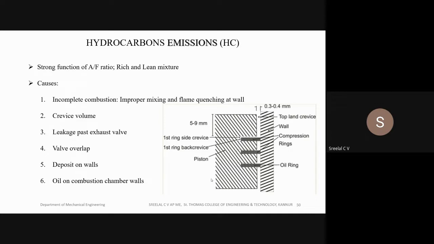Okay, and the next one was flame quenching. What is meant by quenching? We already discussed that. എന്താണ് quenching? Sudden cooling. എന്താണ് sudden cooling? ഒന്നുകൂടി പറയുക, കേൾക്കുന്നില്ല. Sudden cooling അല്ലേ? ഓക്കെ.